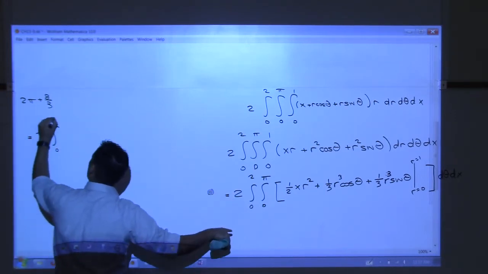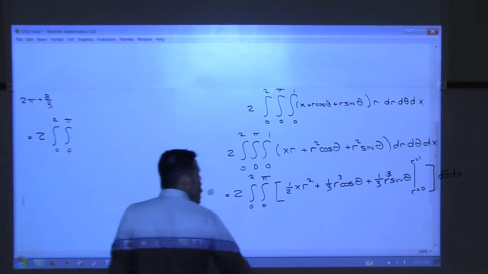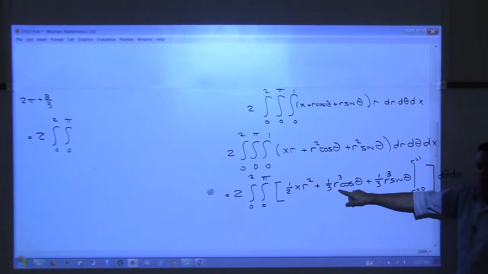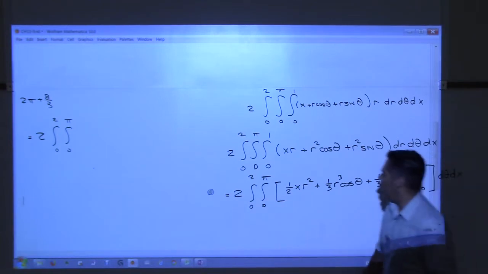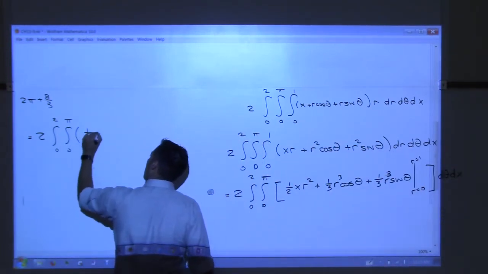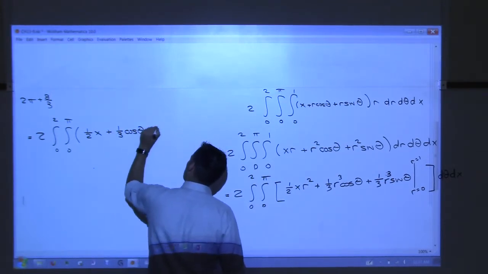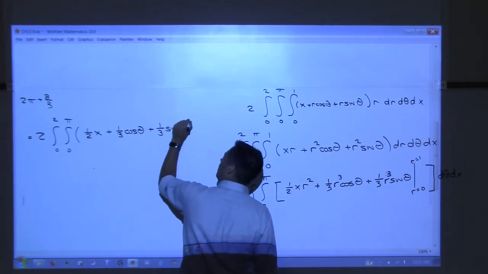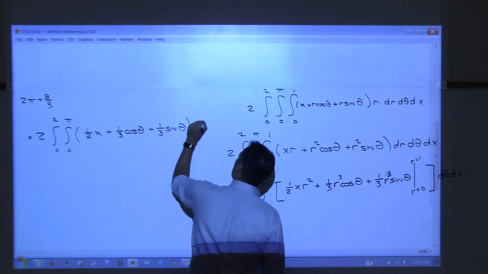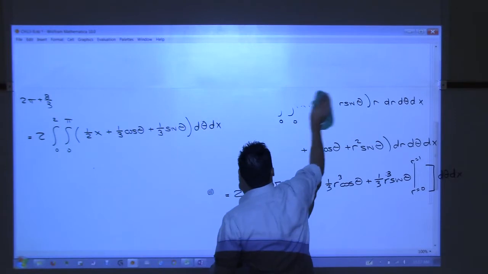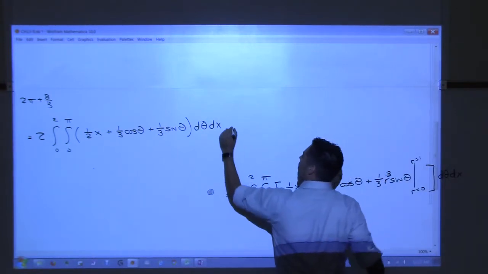What happens when you plug in? Let's plug in 1. So when we plug in 1, we just get 1/2 x. Plug in 1 here, we get 1/3 cosine theta, right? And here we get 1/3 sine theta. When we plug in 0, everything goes away. So all we have is 1/2 x plus 1/3 cosine theta plus 1/3 sine theta d theta dx, which is equal to 2.